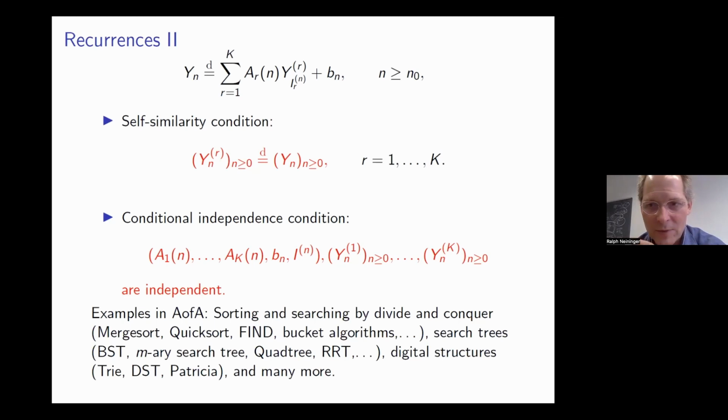Just to mention some typical applications, they include sorting and searching by divide and conquer algorithms like merge sort, quick select, or other bucket algorithms. Then search trees under natural probabilistic models like binary search tree, m-ary search tree, quad tree, random recursive tree, and also digital structures for strings like tries, digital search tree, or Patricia, and many more. So there you find dozens and dozens, maybe hundreds of applications of such a setting.